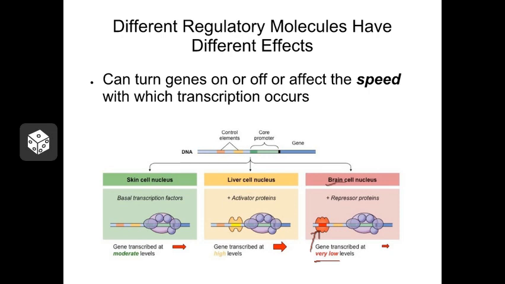More of that protein is needed in the skin, so different control elements bind to it, and that makes it transcribe at moderate levels, at kind of medium levels. And finally, this protein is needed a whole lot in the liver, so a different regulatory molecule binds to those control elements, and it gives you a high level of transcription. So the use of these regulatory molecules really gives the cell a lot of control over which proteins it makes, how much it makes, and when it makes them.